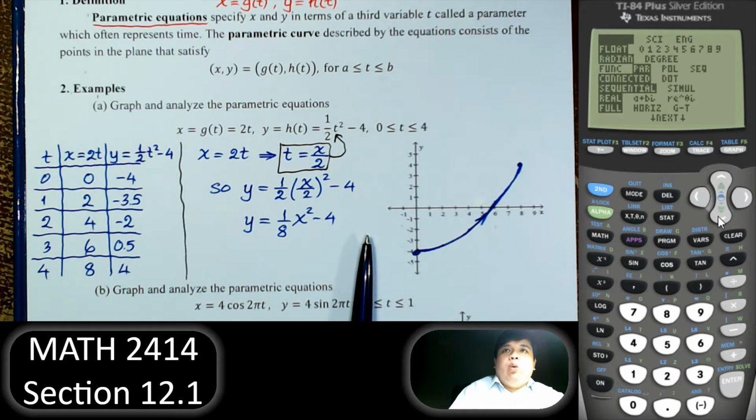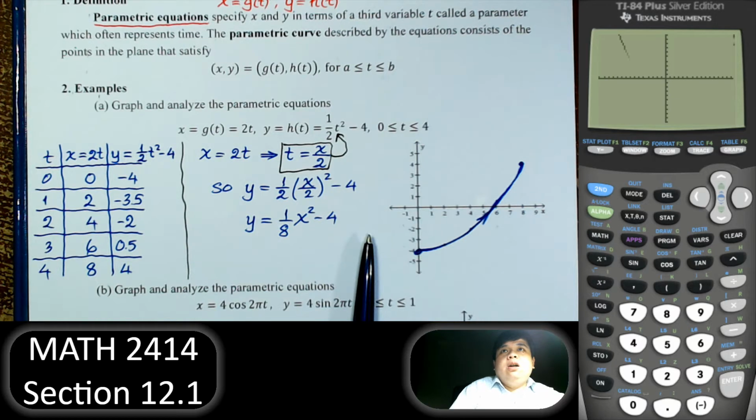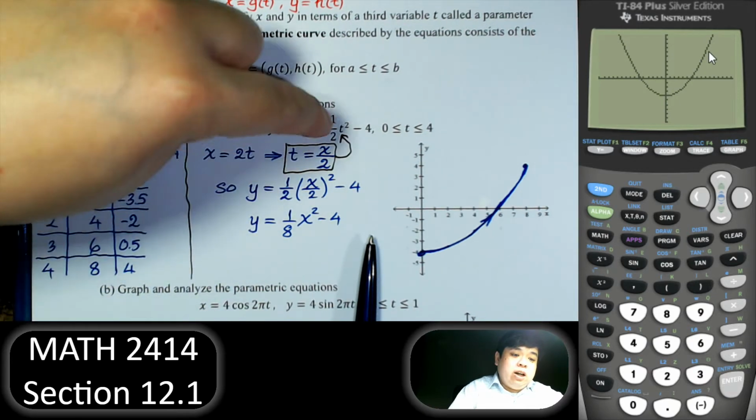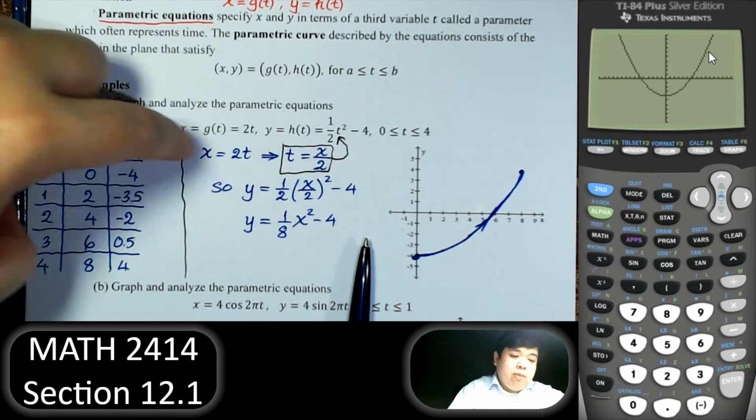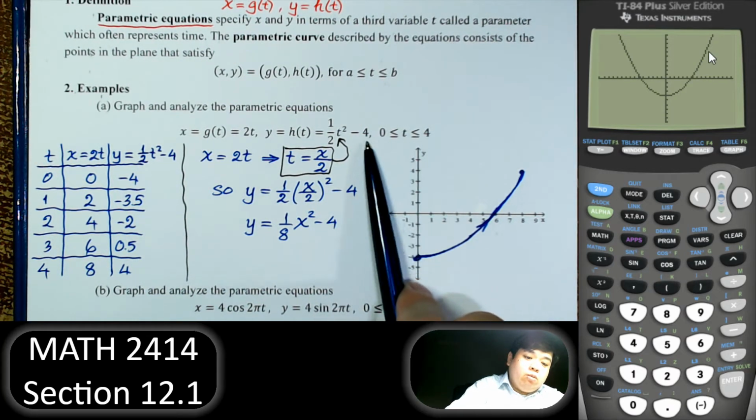Now let's change back quickly to function mode and then graph this, 1 over 8 x squared minus 4. If you see the portion of it from here to there, it's the same. But the difference between this function and the parametric equation is that here we specify t goes from 0 to 4.